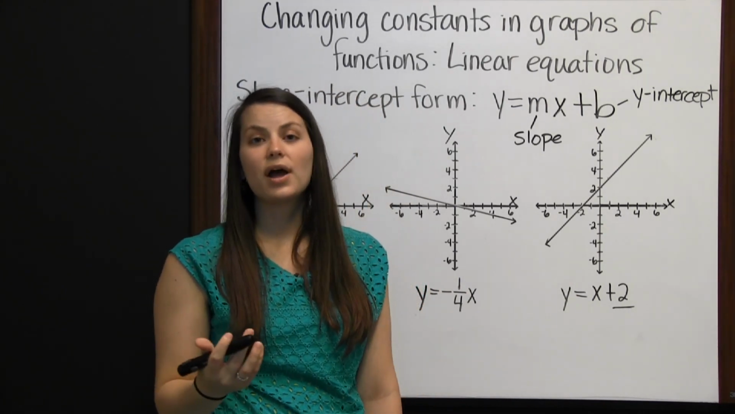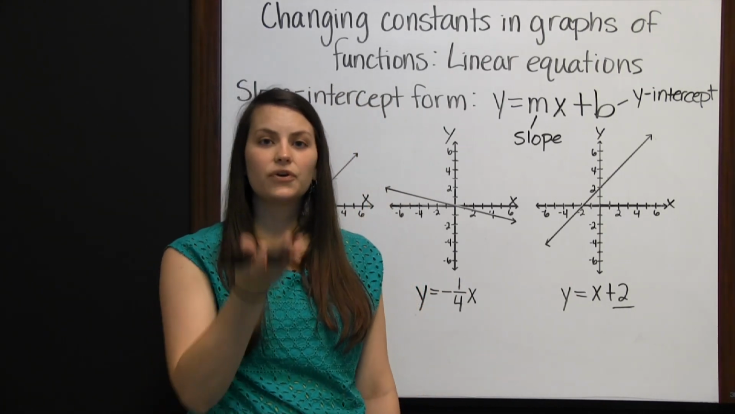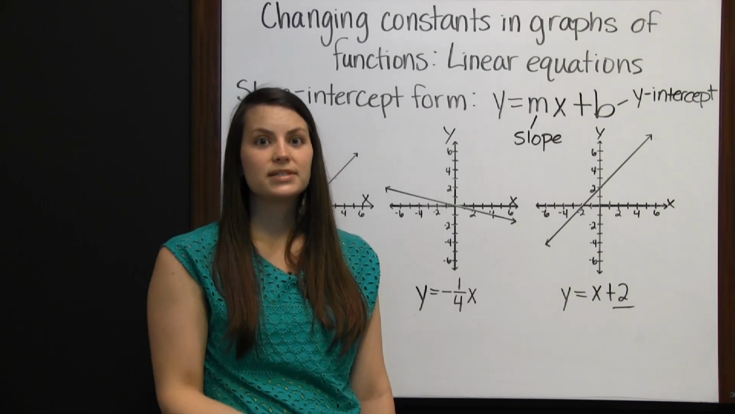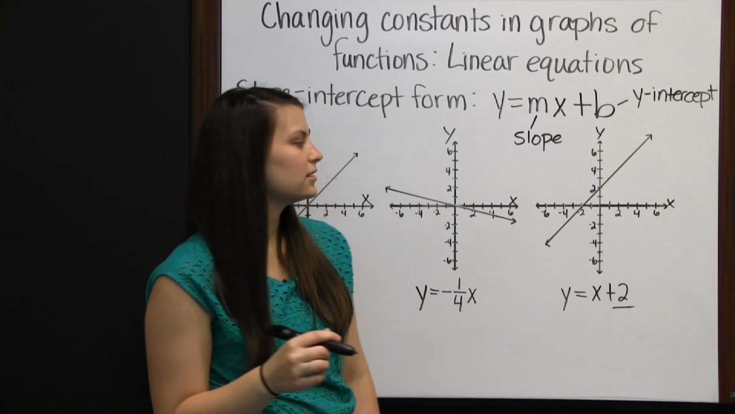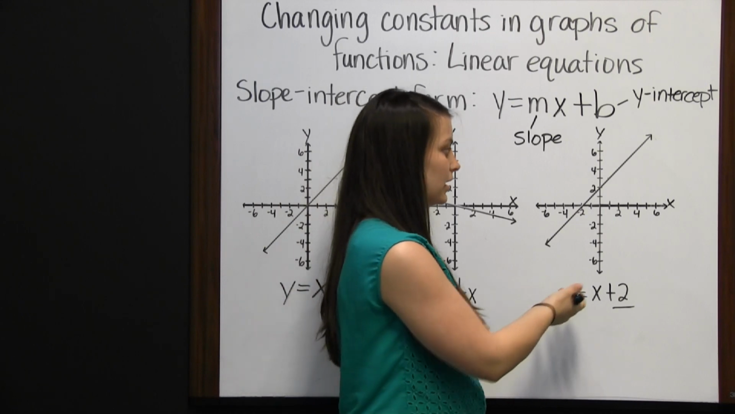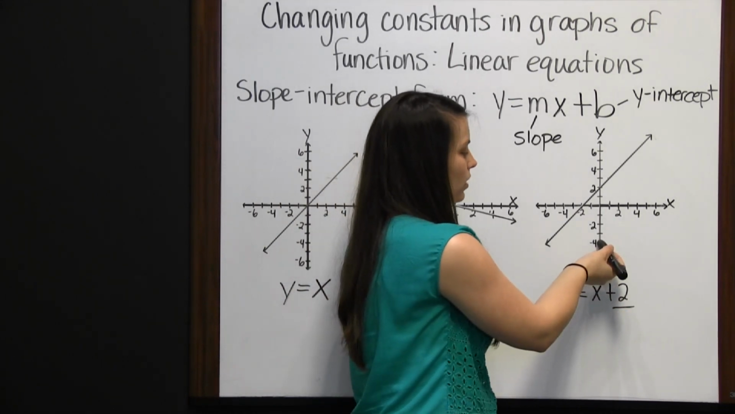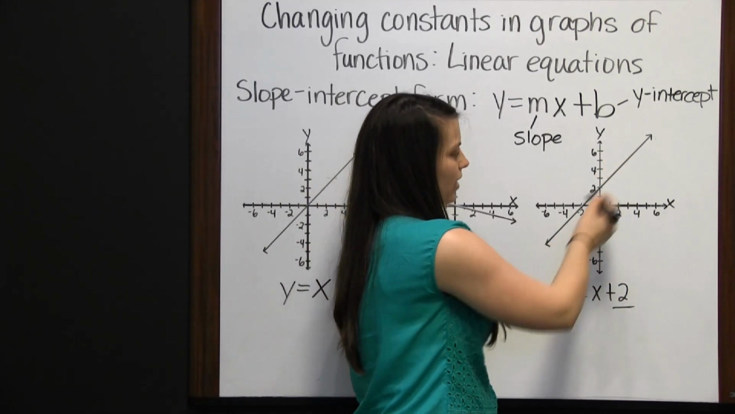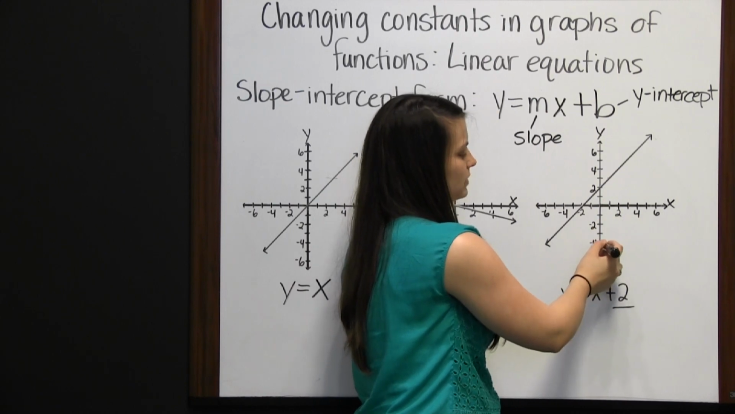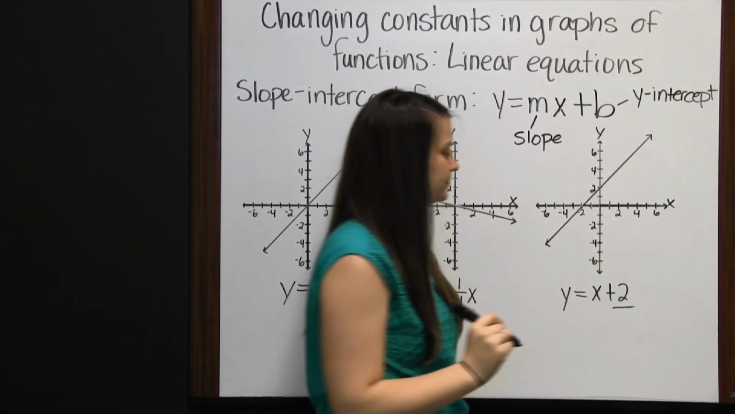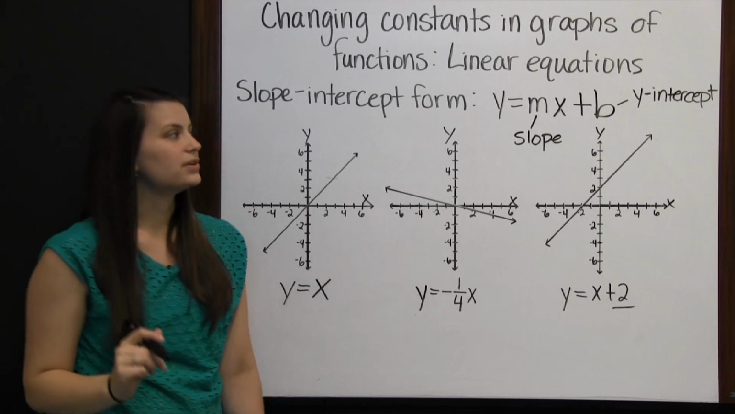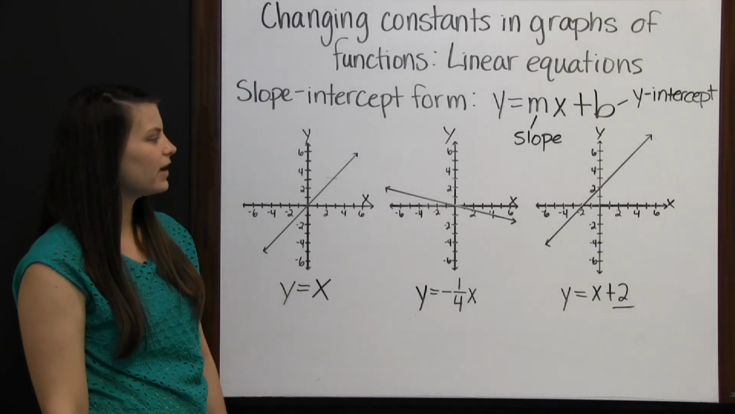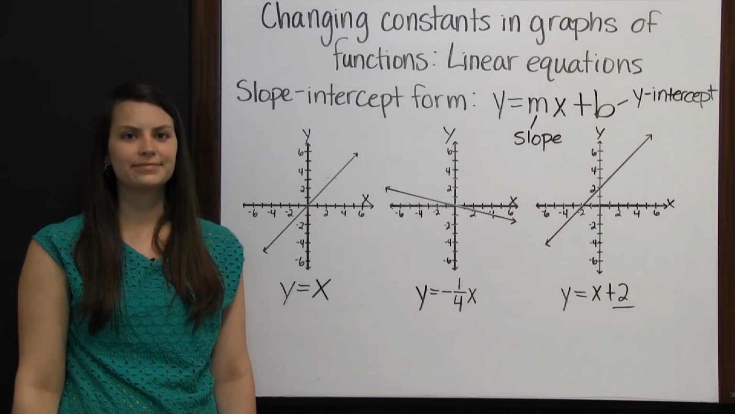And so that's really what the y-intercept is. It's a vertical shift up or down on the y-axis. So if our y-intercept was -4, then the graph of our line would go right through this point right here at -4. And that's how the slope and y-intercept affect a linear graph.